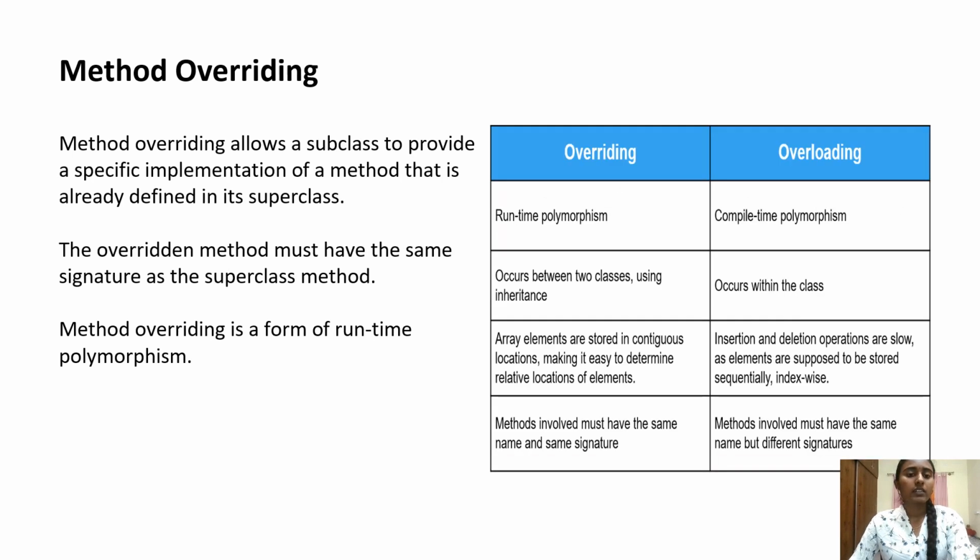Method overriding. Method overriding allows a subclass to provide a specific implementation of a method that is already defined in its superclass. The overridden method must have the same signature as the superclass method. Method overriding is a form of runtime polymorphism. The difference between overriding and overloading is as follows. Overriding is runtime polymorphism, and overloading is compile-time polymorphism. Overriding occurs between two classes using inheritance, but overloading occurs within the class.